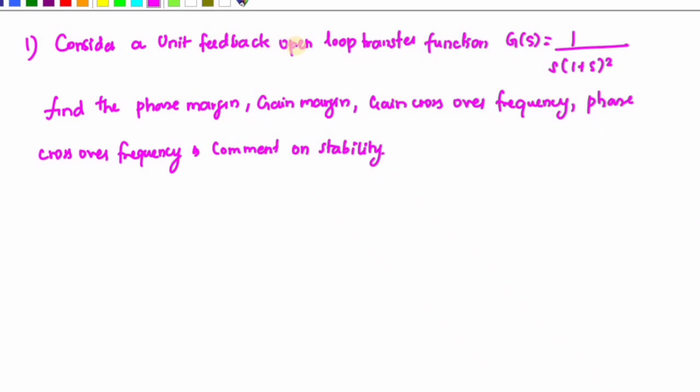So consider a unity feedback open loop transfer function, G of s is equal to 1 divided by s into (1 plus s) the whole square. Find the phase margin, gain margin, gain crossover frequency, and phase crossover frequency, and comment on the stability. Before that, we are plotting this one as a Bode plot.